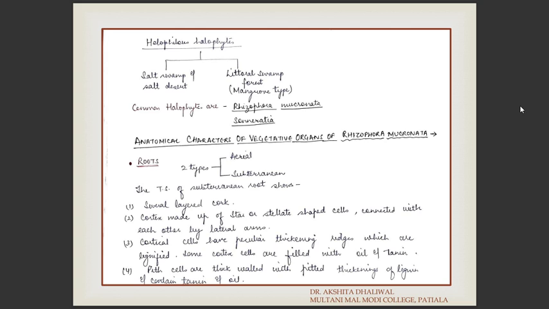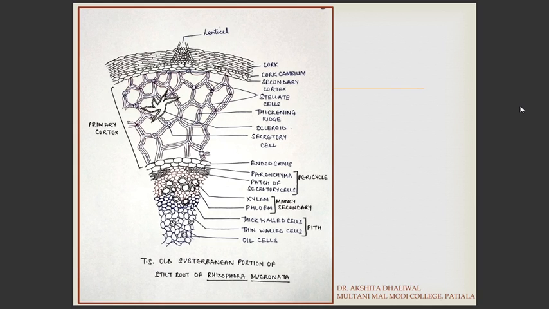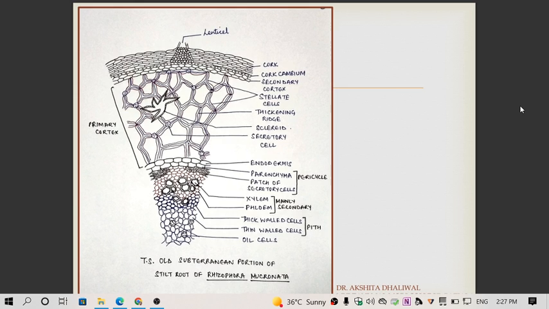Its several layered cork cortex is made up of star-shaped or stellate cells which are connected to each other by lateral arms. Cortical cells have peculiar thickening ridges which are lignified and filled with oil and tannins. The pith cells are thick-walled with pitted thickenings of lignin and contain tannins and oil. This is the diagram showing TS of old subterranean portion of stilt root of Rhizophora mucronata.